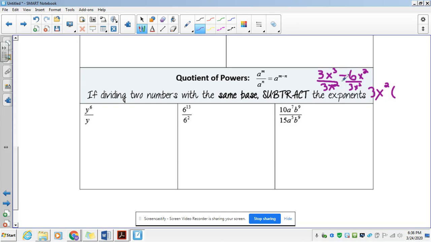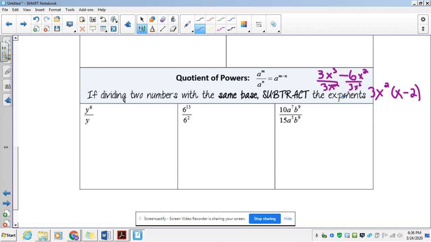So now we would look at it, 3 divided by 3 is 1, and then x to the third divided by x squared is 1, and we were subtracting. Here, 6 divided by 3 is 2, and then 2 minus 2 is nothing, so the x disappeared. So again, this is another thing you've been doing since last unit when we started factoring.